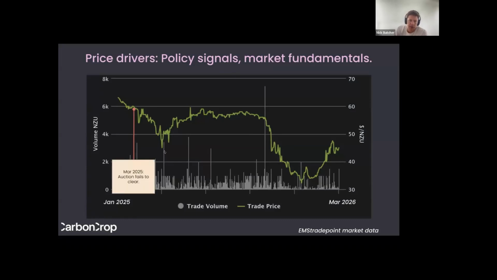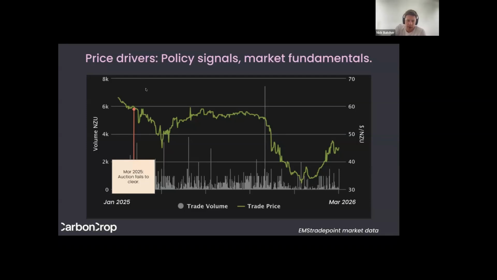In the middle of March, the auction failed to clear, so that was completely failed. This basically created a ceiling on the carbon price for the rest of the year, because essentially everybody in the market knew that they could always get units in fairly large quantities at the auction floor price, which I think at the time was about $64.